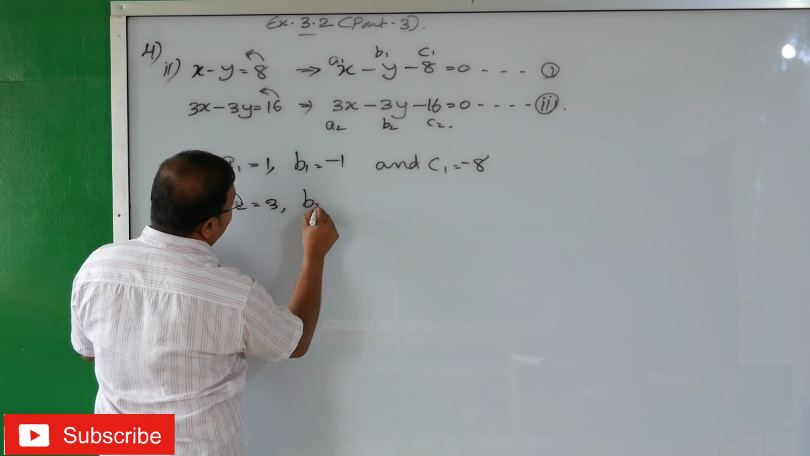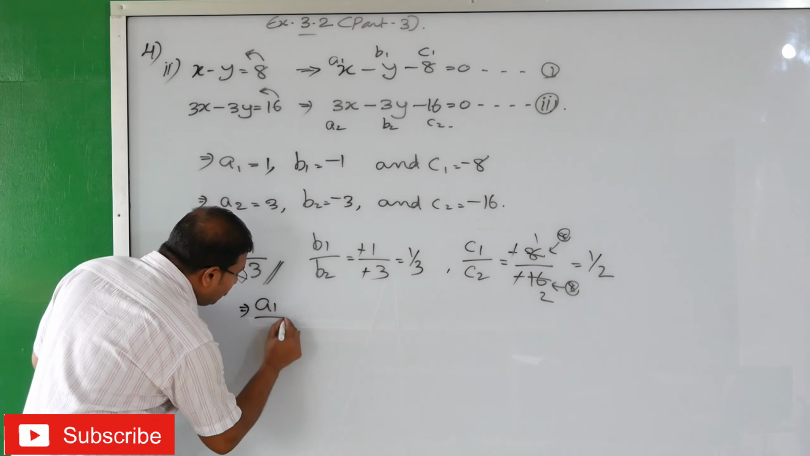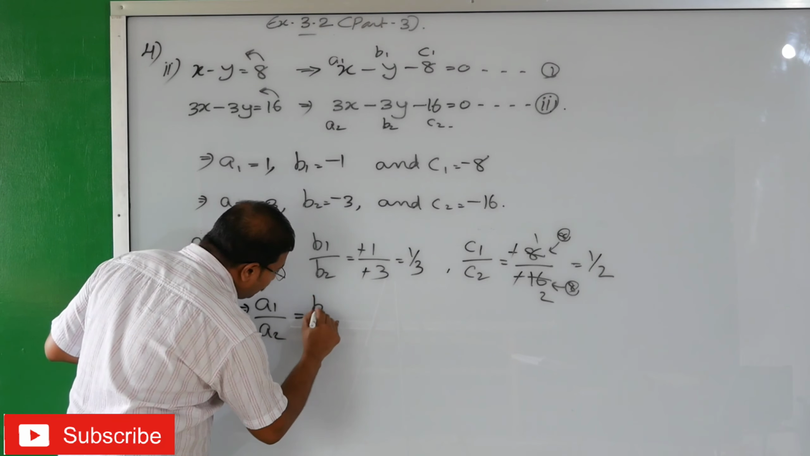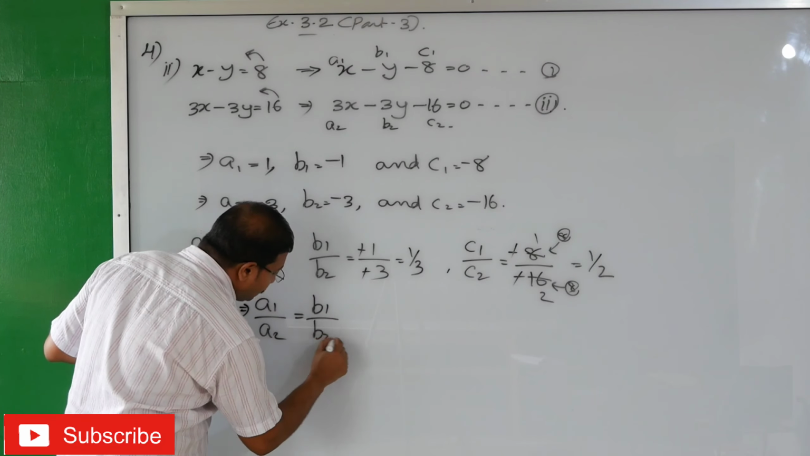Check it now. a1 by a2 and b1 by b2 we got the same. But the third one, c1 by c2, is not equal. That means what will you write? This implies a1 by a2 equals b1 by b2, but not equal to c1 by c2. Therefore, the system is inconsistent. That means we can't solve it, isn't it? So let's go to the next question.